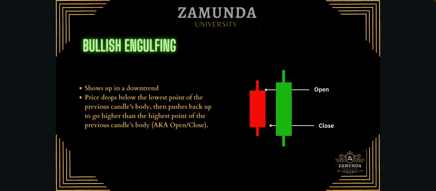The bullish engulfing pattern is formed of 2 candlesticks. The first candle is a shorter red body that is completely engulfed by a larger green candle right after. The pattern shows up in a downtrend. Price drops below the lowest point of the previous candle's body and then pushes back up to go higher than the highest point of the previous candle's body, also known as the open and close. A bullish engulfing pattern represents a time period in which bears controlled the price of the stock at some point, only to have bulls decisively take over.